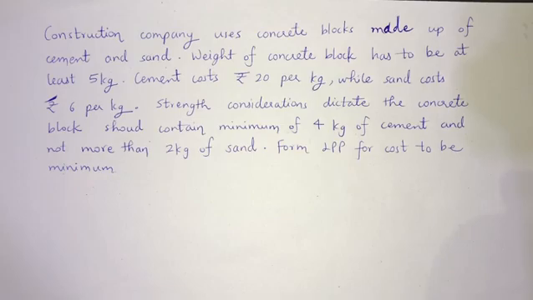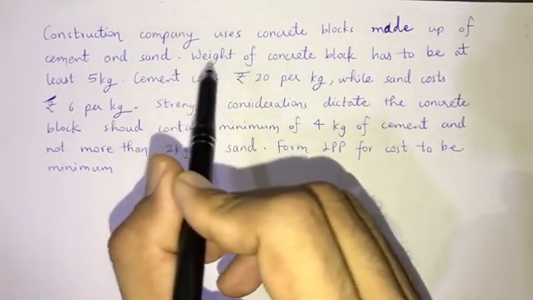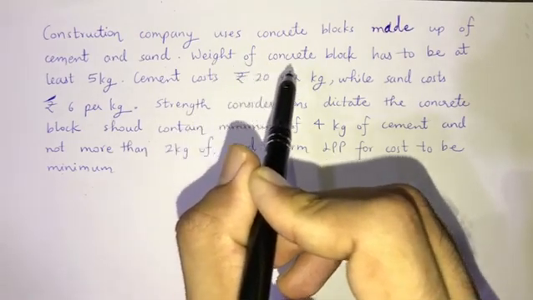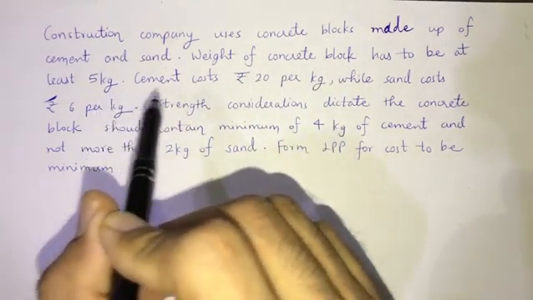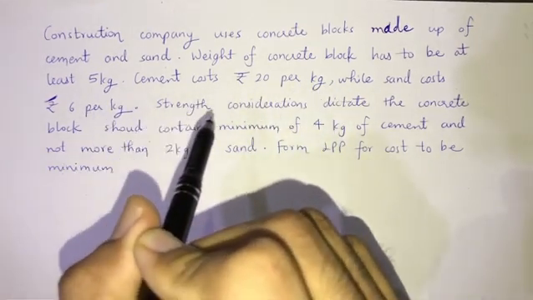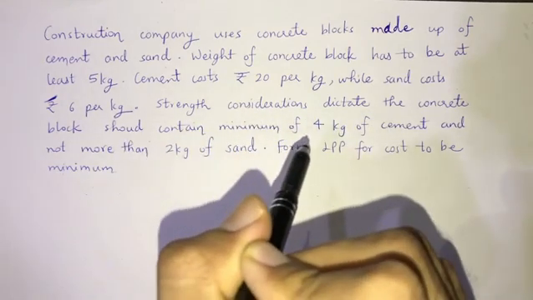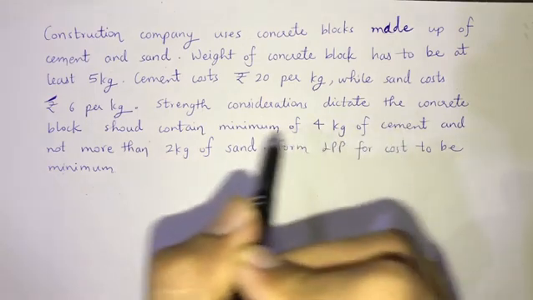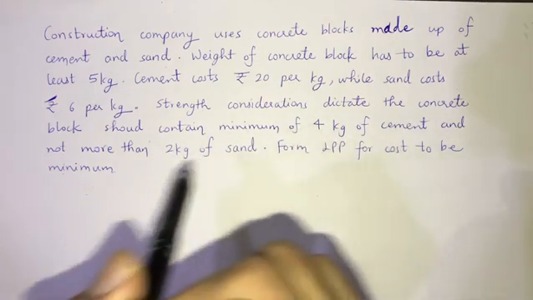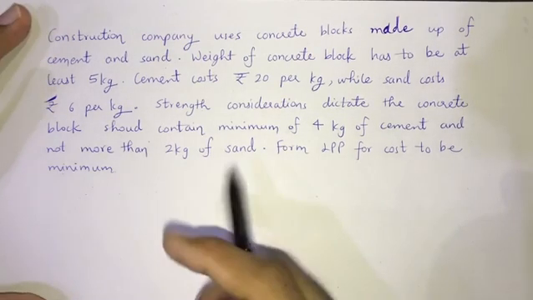So, a construction company uses concrete blocks made up of cement and sand. The weight of a concrete block has to be at least 5 kg. Cement costs rupees 20 per kg, while sand costs rupees 6 per kg. Strength considerations dictate that a concrete block should contain a minimum of 4 kg of cement and not more than 2 kg of sand. Form the LPP for the cost to be minimum. So the problem is only about forming the LPP, but I'm going to form and also solve it. So let us first form the LPP.